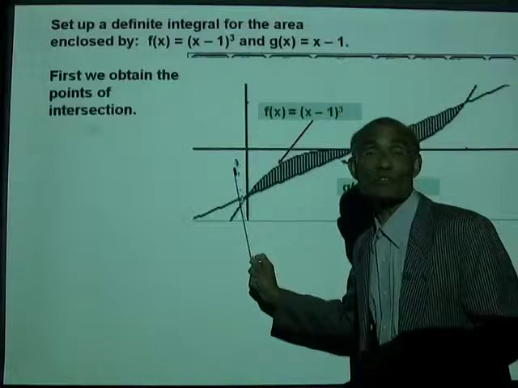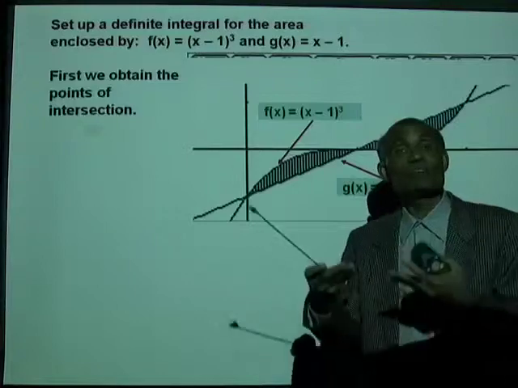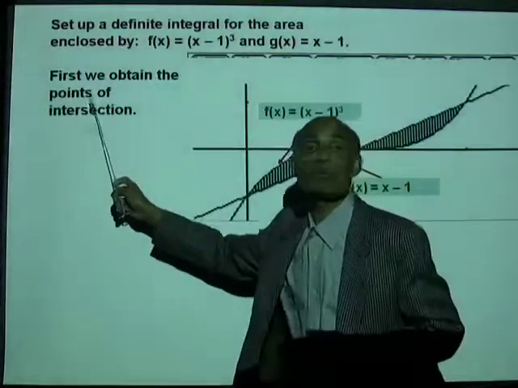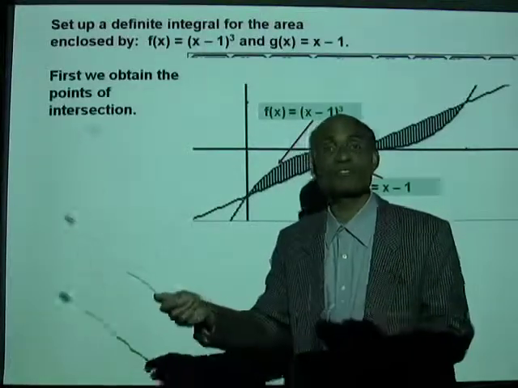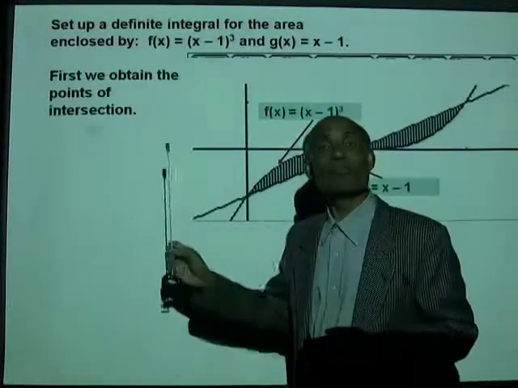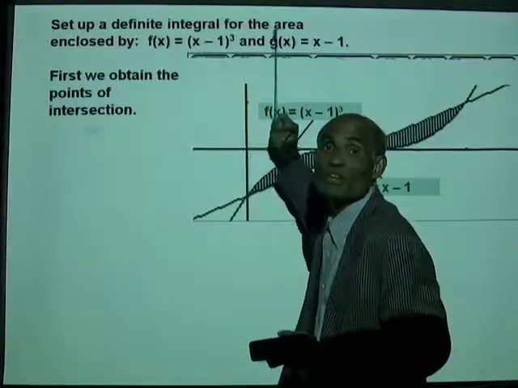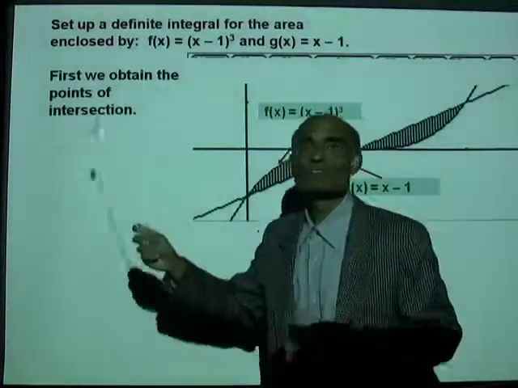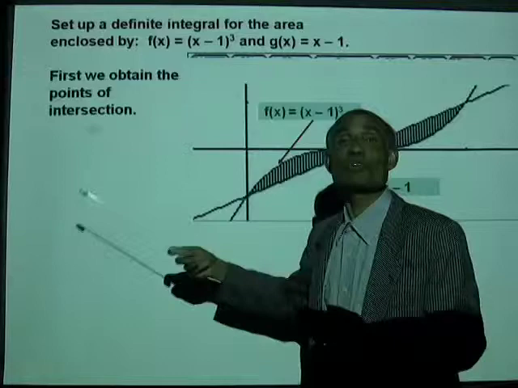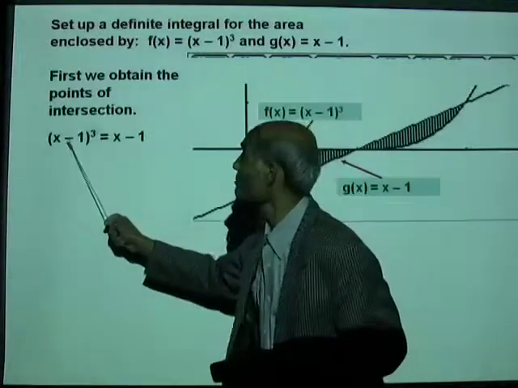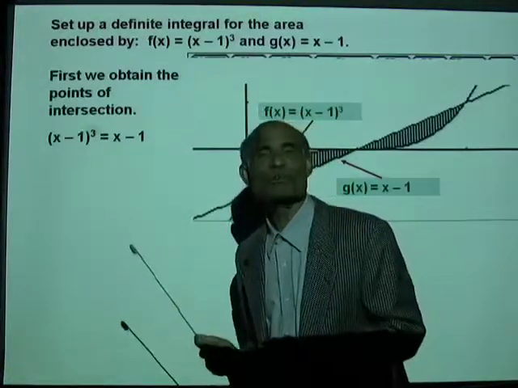Alright, in order to find the enclosed area, we need to find the boundaries. Is that right? Now, how do we find the boundaries? First, we obtain the points of intersection. The boundaries is obtained by finding the points of intersection. How do you find the points of intersection? Points of intersection are values of x where the two functions are equal. So what we need to do is set f of x equal to g of x and solve for x. So we have x minus 1 to the power of 3 equal to x minus 1 and solve for x. Can you do this?